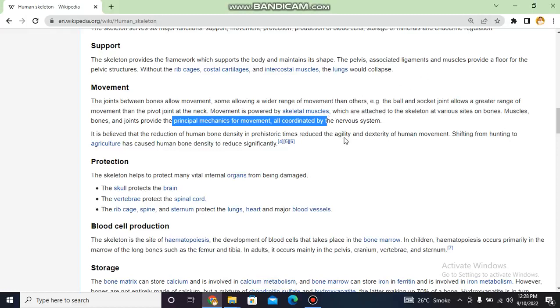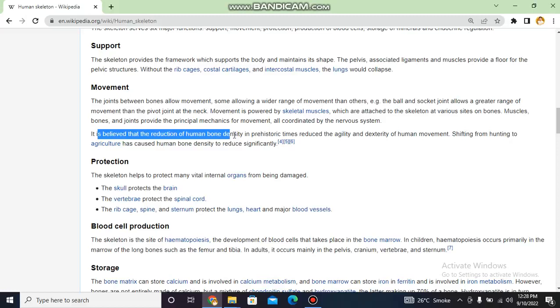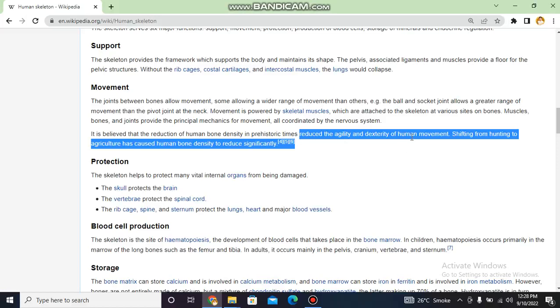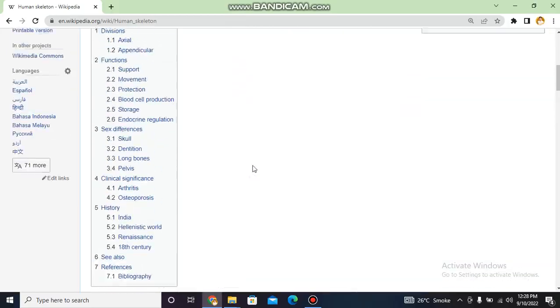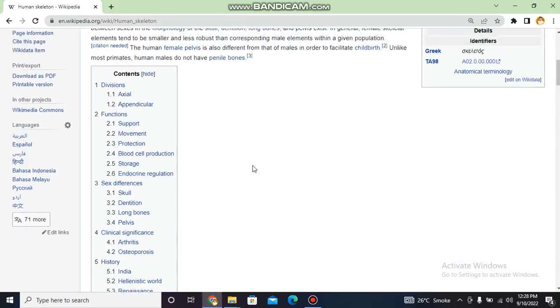It is believed that the reduction of human bone density in prehistoric times reduced the agility and dexterity of human movement. The shift from hunting to agriculture has caused human bone density to reduce significantly. So I have read these things, and that is what I have studied.